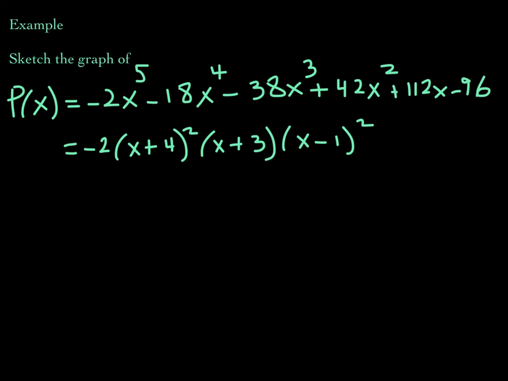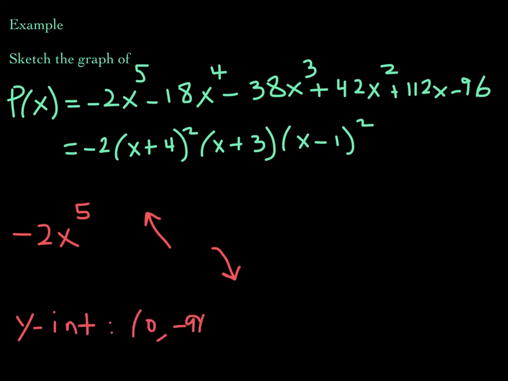Number one, I can see that the leading term is negative 2x to the 5th power. Because the leading coefficient is negative and the power is odd, I do know the end behavior is up forever on the left and down forever on the right. Also, standard form gives me my y-intercept, negative 96. So I'm going to write that down: y-intercept (0, negative 96). Those two things were practically given to me because of standard form.